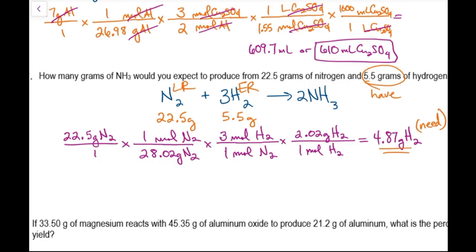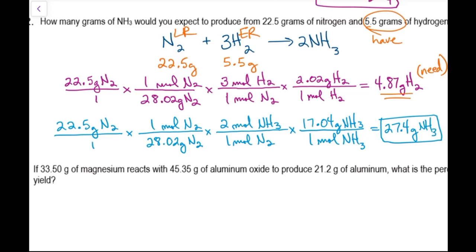So the next thing we're going to do in this problem is use the 22.5 grams of nitrogen, just like we started with here, only this time we're going to go to grams of NH3, which is what the problem is asking us to find. In other words, we're going to use our limiting reactant, 22.5 grams of N2, to determine our theoretical yield, grams of NH3. So go ahead and do that. Okay, and so I got 27.4 grams of NH3, just a gram to gram conversion.